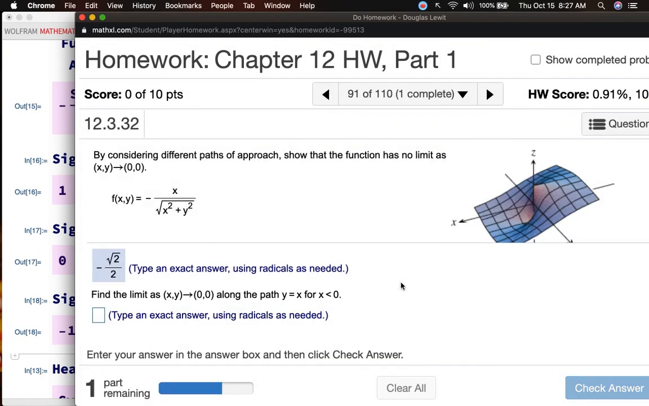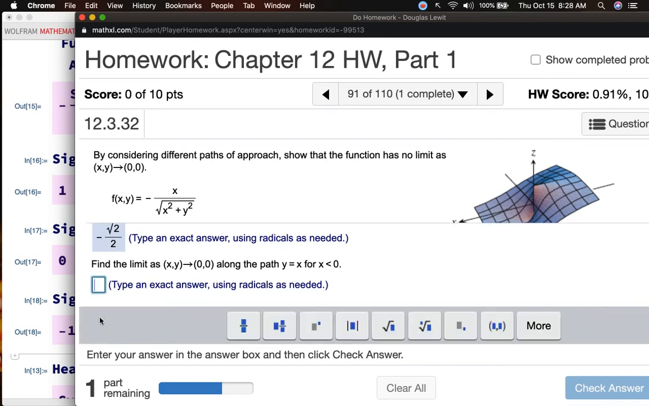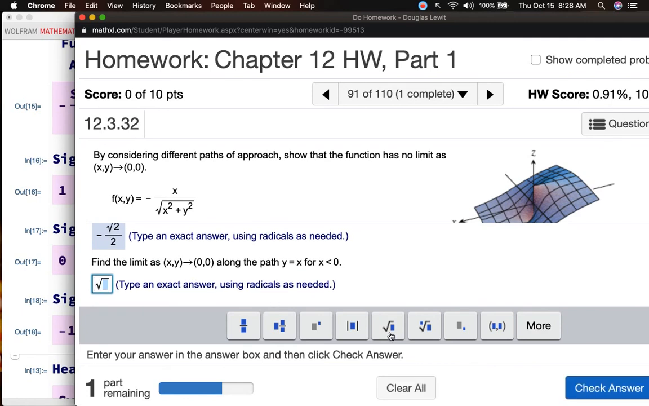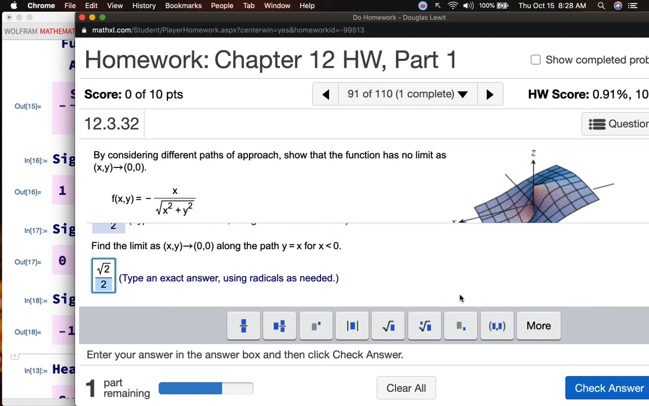And then it says, find the limit as x, y approaches 0, 0 along the path y is equal to x for x is less than 0. That's going to be the same thing, except the sign is going to be reversed. So we're going to have the square root of 2 divided by 2.